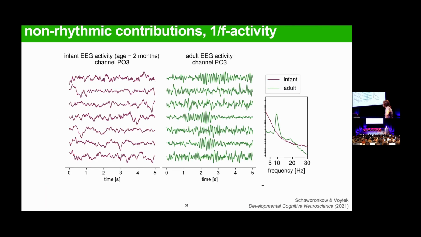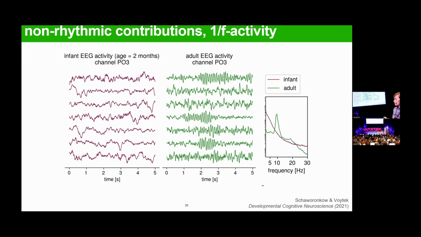Different example, also from infants or children. So this is EEG activity of an infant, and this is adult EEG activity. And you can see that while in the adult, you see these prominent alpha bursts, basically, it's absent in the infant. The brain activity looks completely different.